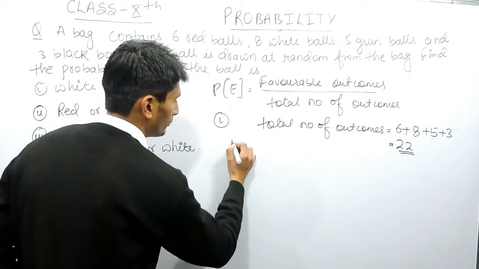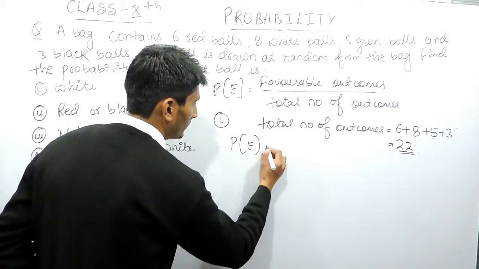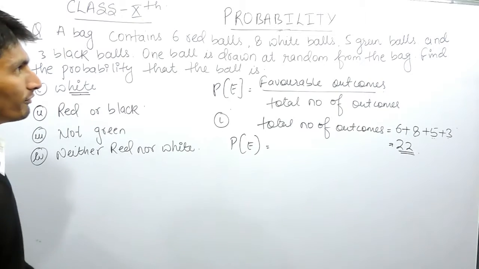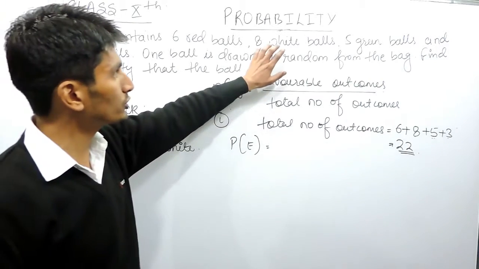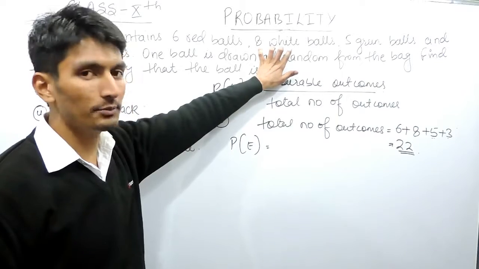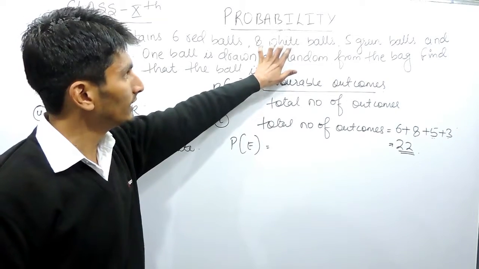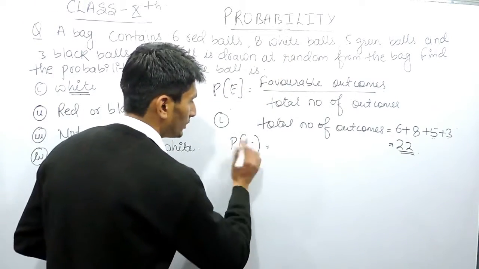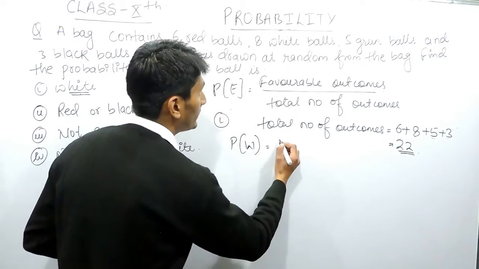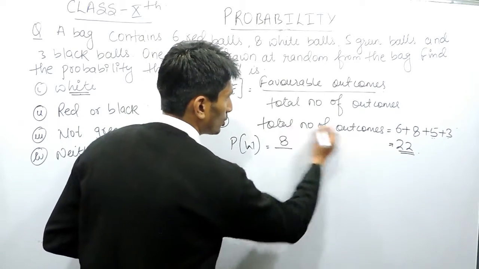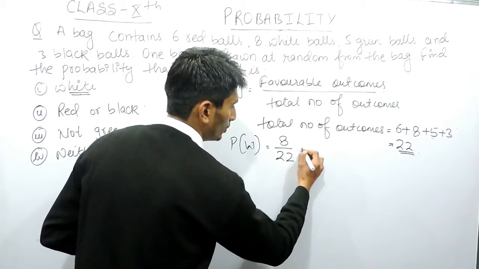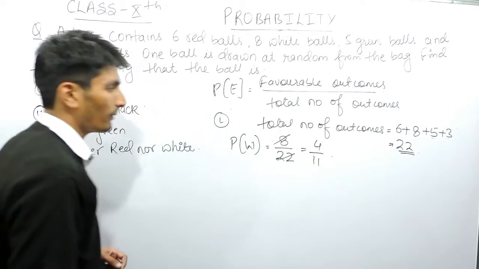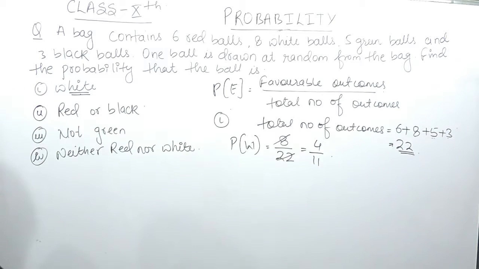And for the first case, if you want to find the probability of a white ball coming, the number of favorable outcomes will be equal to 8 because there are 8 white balls in this bag. So the probability of a white ball will be equal to 8 upon the total number of outcomes, which is 22. And if I cancel this, it is 4 by 11. So this is the probability of a white ball coming.